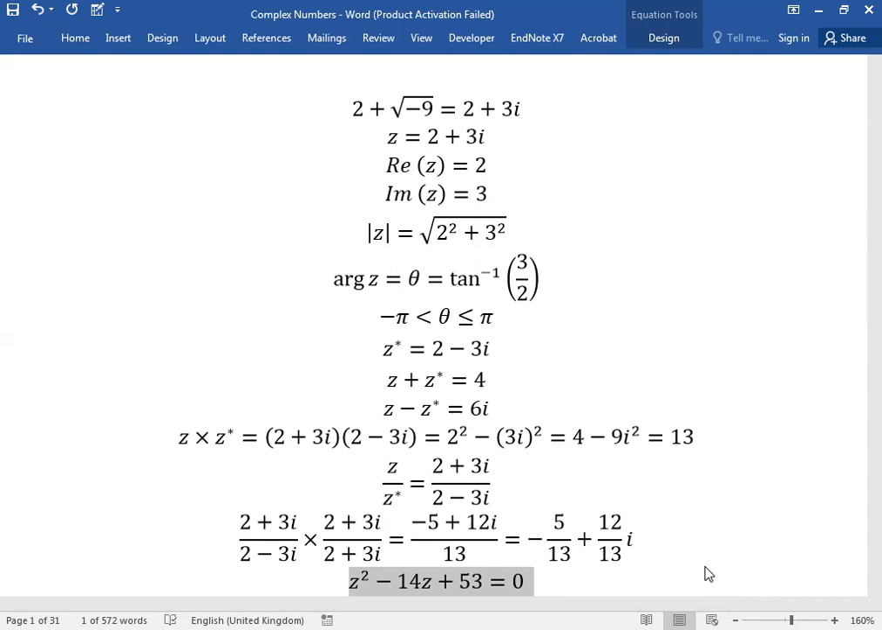What two answers do you get, class? Yes, 7 plus 2 iota and 7 minus 2 iota. So that is a very important thing here.